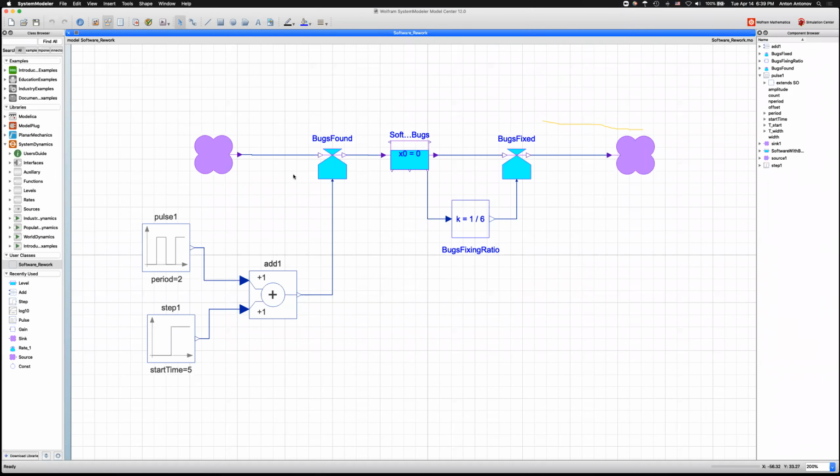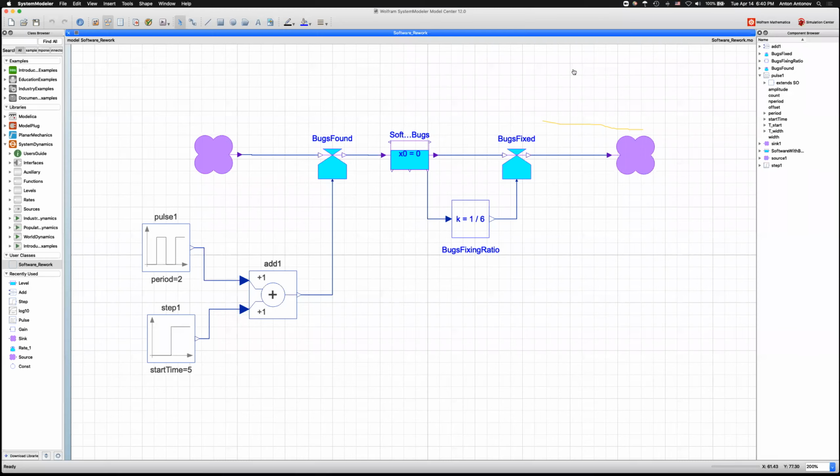Again, in this picture we have a valve. This valve is controlled by some kind of throughput, think of water flow, of bugs. They're being accumulated in this bathtub, which is the software with bugs. The valve which controls that is controlled with this ratio, which tells me how quickly the software bugs found, which are in this bathtub, are going to go through this valve, and then do something else after that.